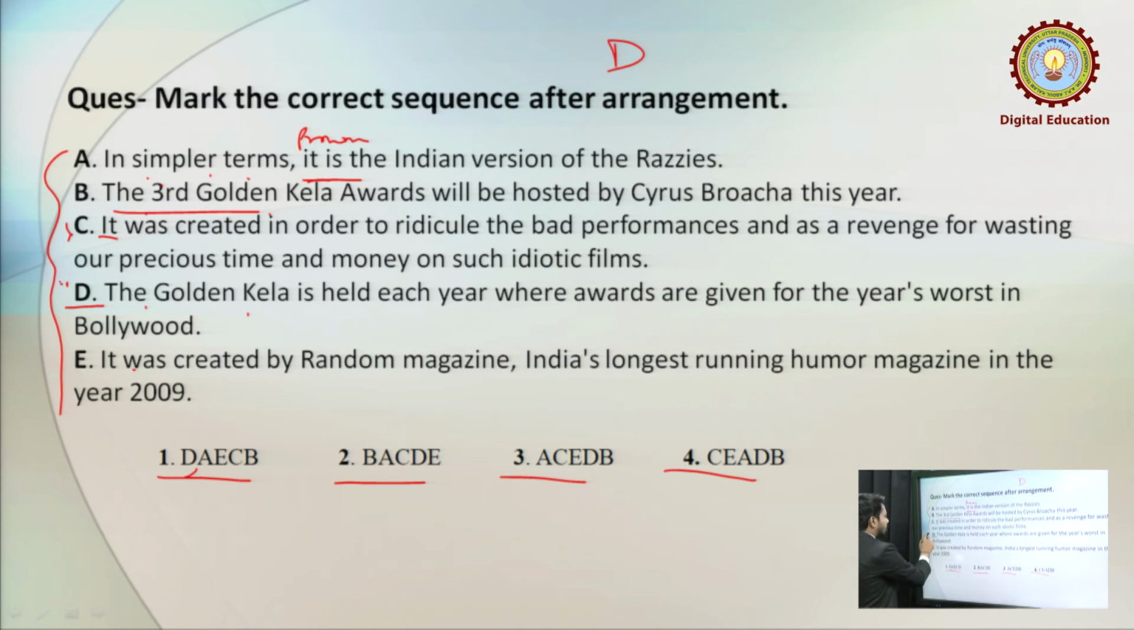You can also read the first sentence. The Golden Kela Award is held each year, where awards are given for the year's worst in Bollywood. When you have decided that the opening sentence will be D, you are left with only one option. The others cannot be true. So simply you get an answer very fast without thinking too much.